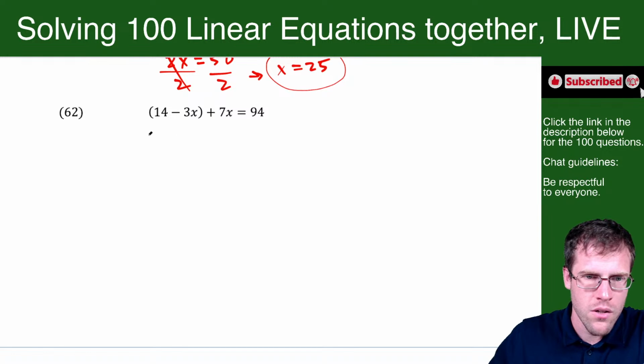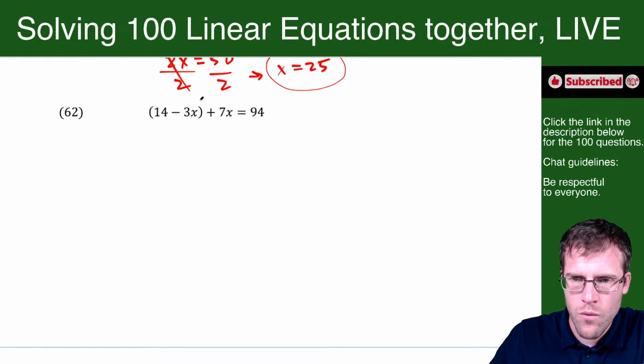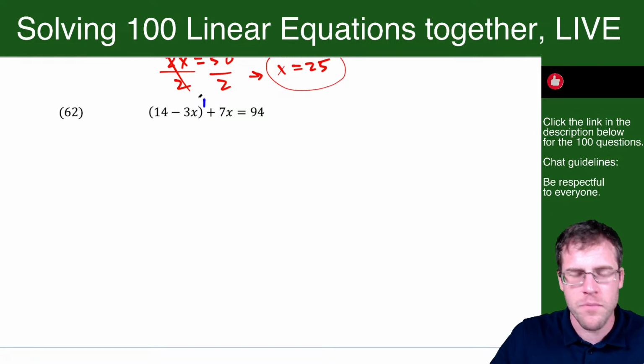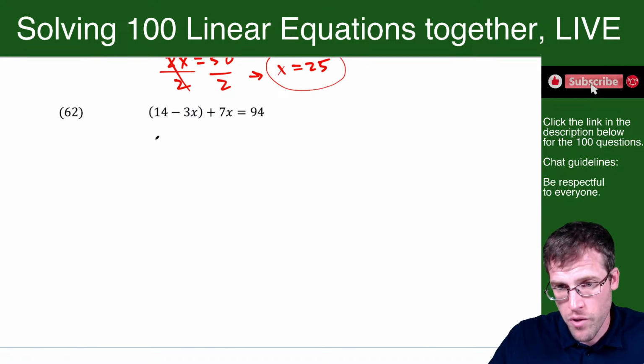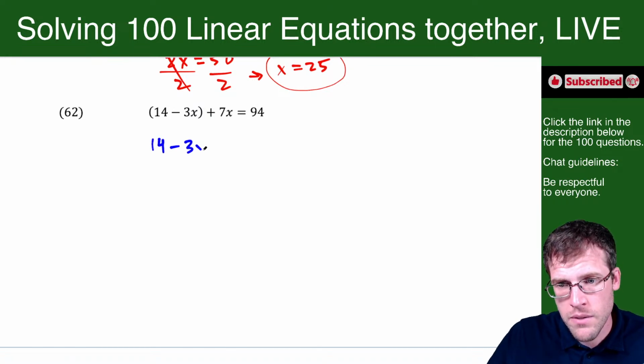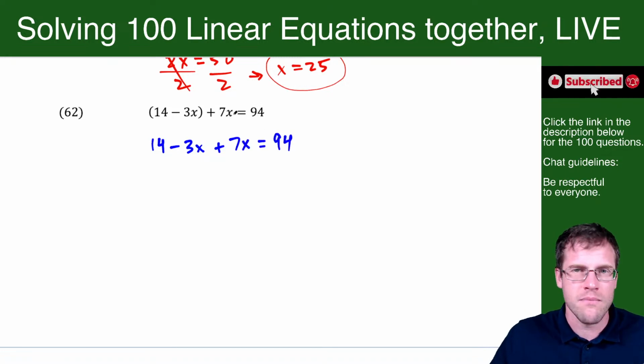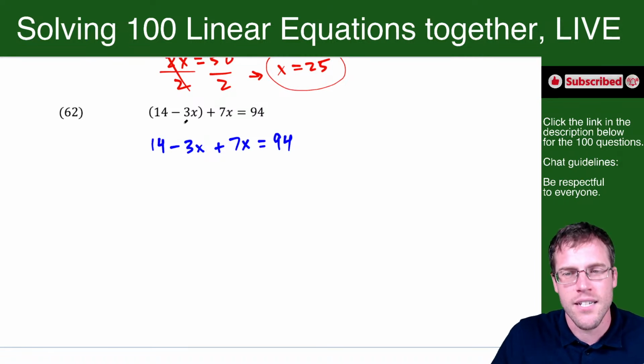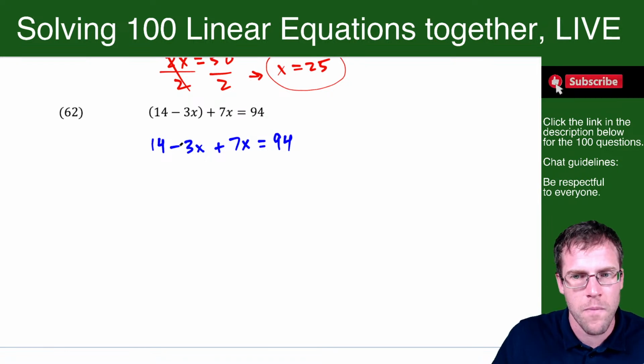62. So now we have parentheses to the first power. When you have a situation like that, you could just get rid of the parentheses. Sometimes they put parentheses there, and it's a question that's so easy it's difficult. The parentheses are just a distraction, but they really don't add anything. If they had just written the question like this, it's the same exact question.